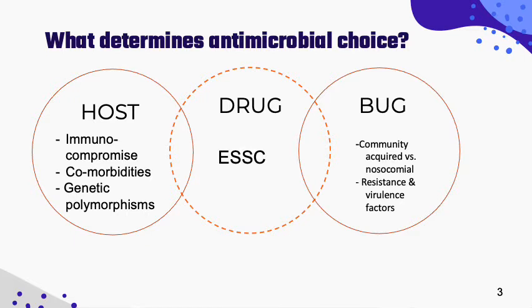Microbials may be affected by the site of origin. Community-acquired infections may require basic antimicrobials, but nosocomial infections may require higher combination or higher dose. Resistance and virulence factors can determine whether the antimicrobial required will be of a higher generation. The combination of the host, the drug, and the bug considerations will help to rationalize the selection of your antimicrobial.